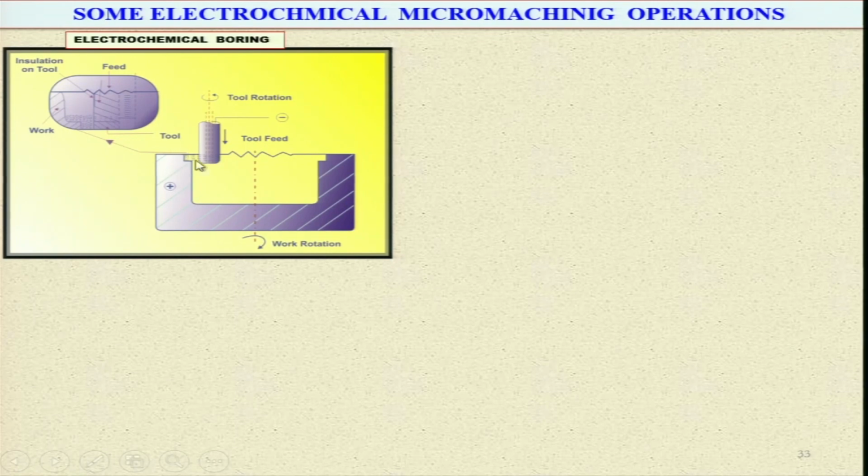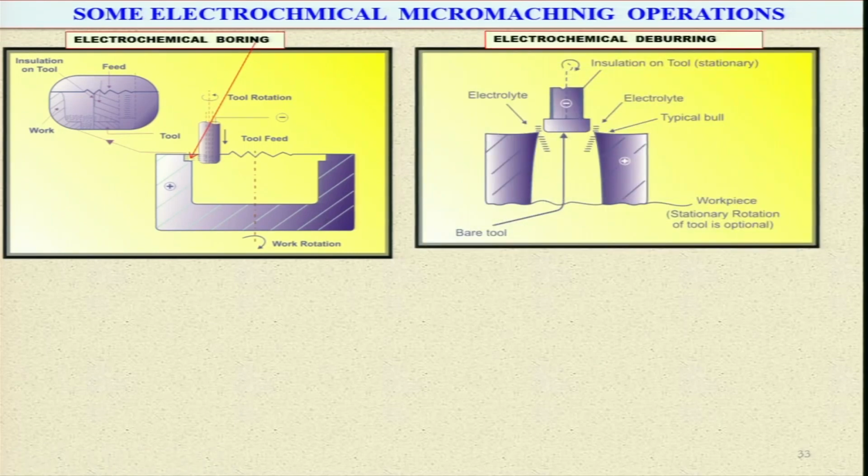This is the enlarged view of this particular small part. Now, here you can see work rotation is shown. For having better accuracy in the case of the electrochemical boring operation, you can rotate the workpiece, so that you can have a uniform diameter of the bored hole.